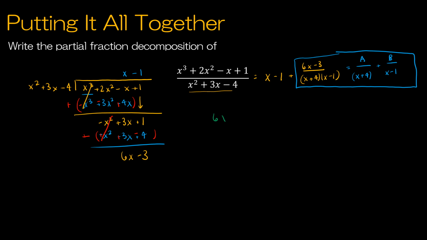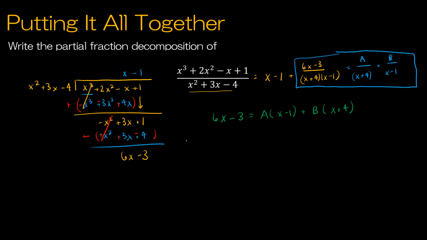On the left-hand side, I will get 6x minus 3 because the entire denominator will cancel. On the right side, a, and then I'll have x minus 1 because the x plus 4 factor will cancel. And then plus b, and then I'll have x plus 4 because the x minus 1 factor will cancel. From here, this is where you get to choose your method of madness for solving this.